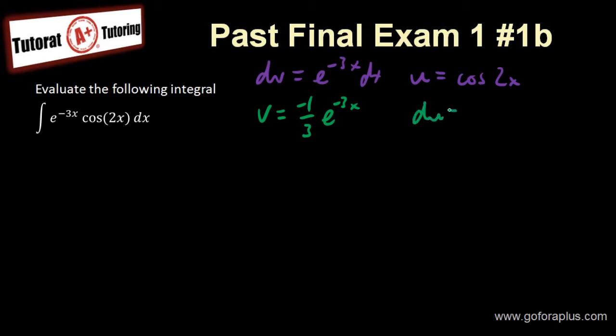Now what is my du? Du is basically minus sine of 2x times 2. So minus 2 sine of 2x dx. So I have something like this.